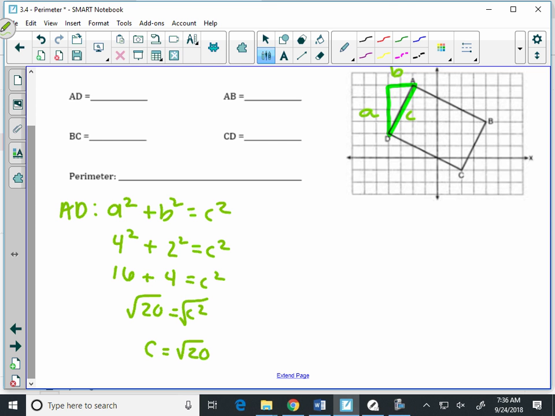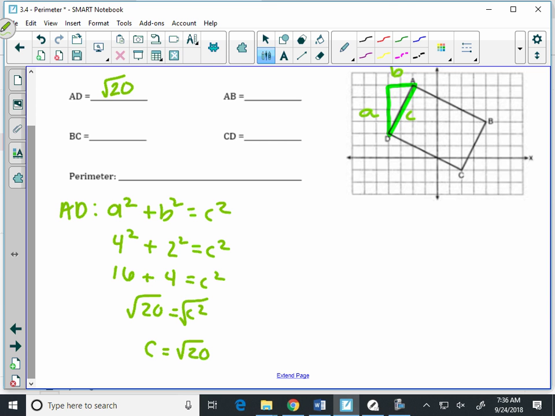Okay, so if you round each individual side, then when you combine them, it's not going to be as accurate. Okay? So just leave it as radical 20. Do not round until the very end. And you repeat that process for the other sides.